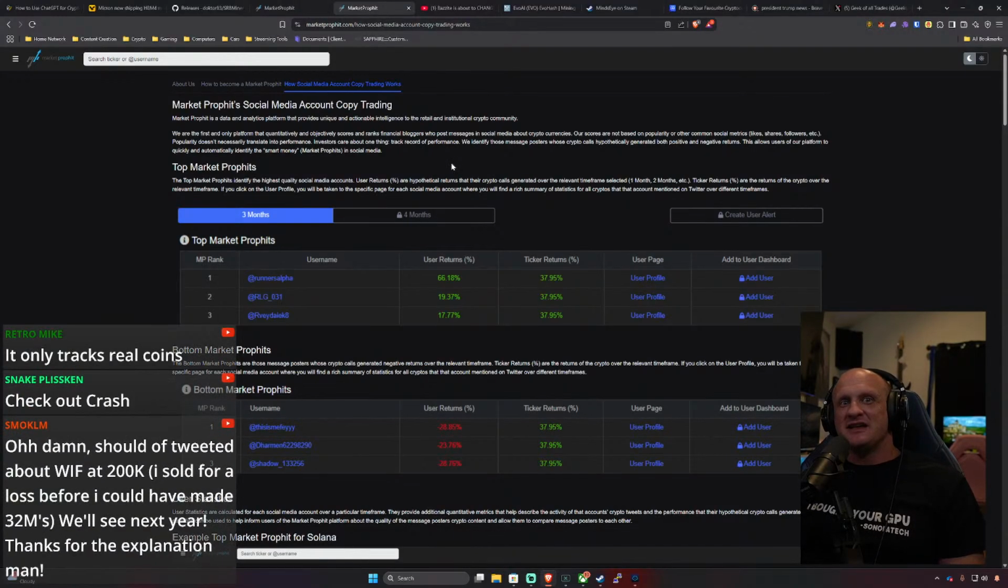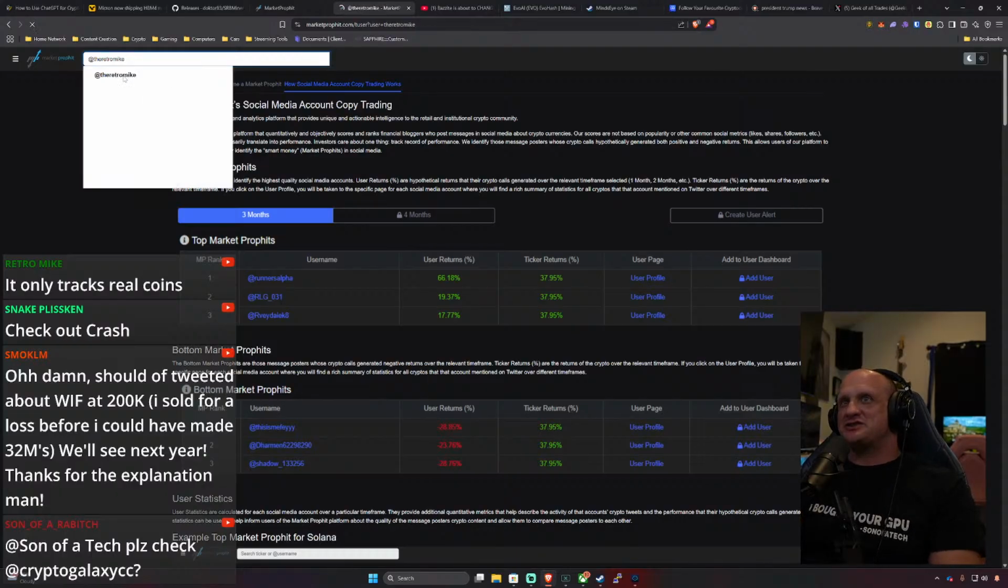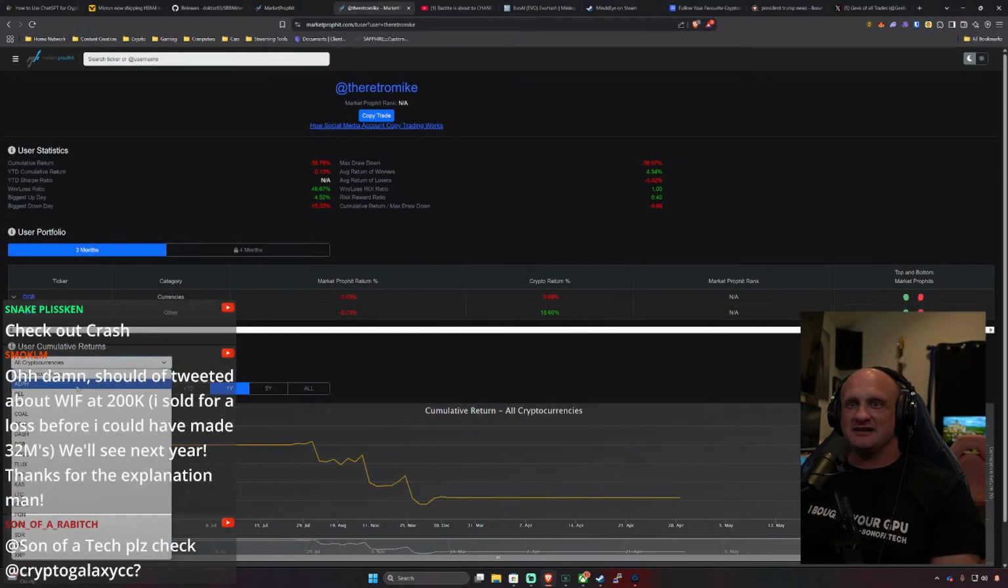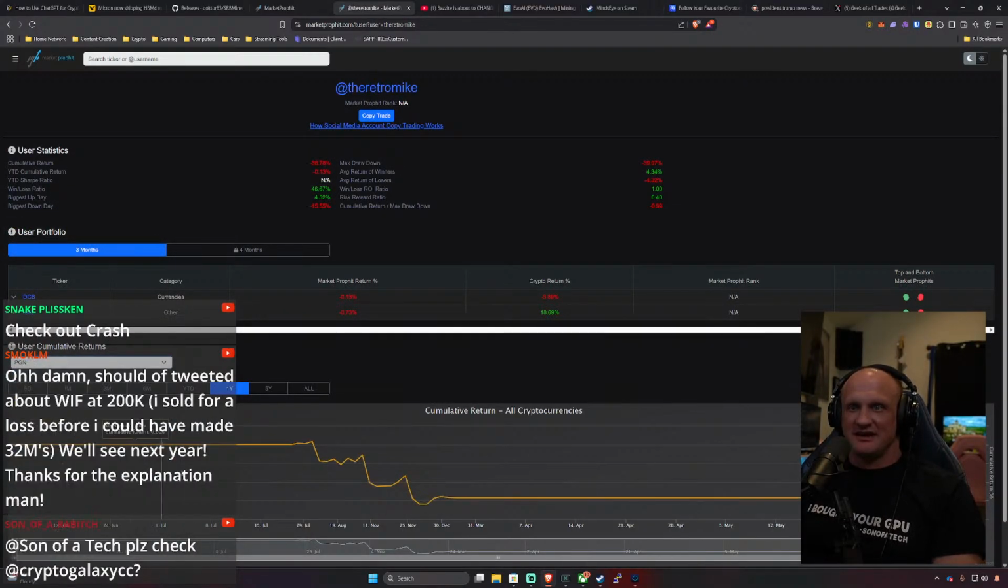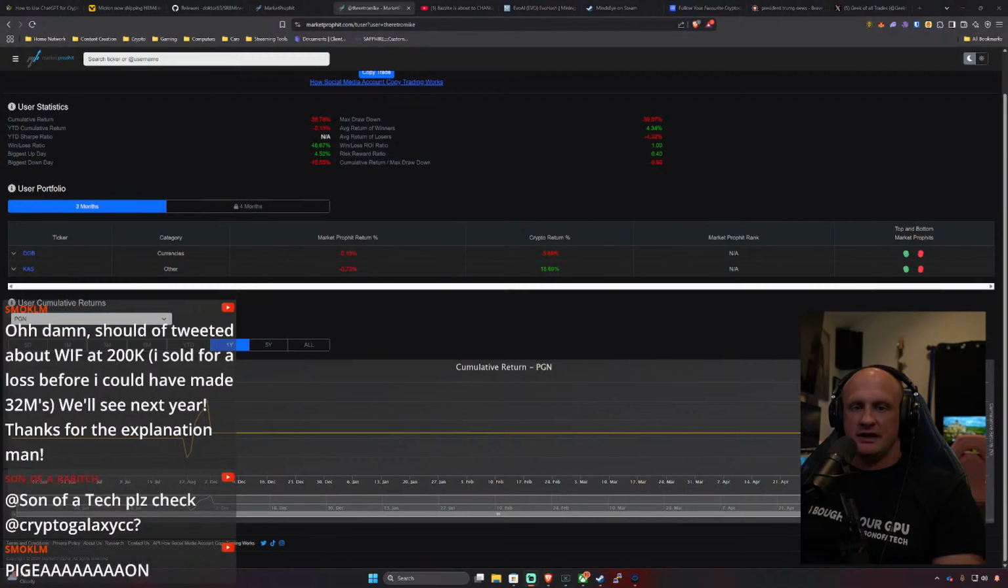Retro says it. No, Retro, it tracked Pigeon. Look, it did. It did track Pigeon. I saw it. Look at that right there. Pigeon, PGN right there. That's not a real coin. Come on. Crypto Galaxy CC. Okay, let me check it for you.